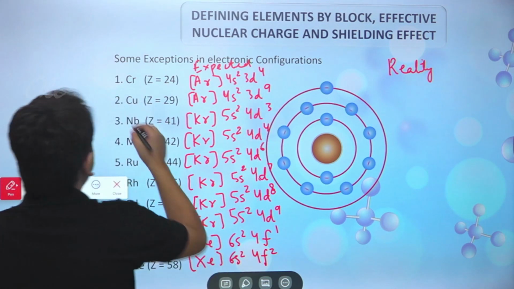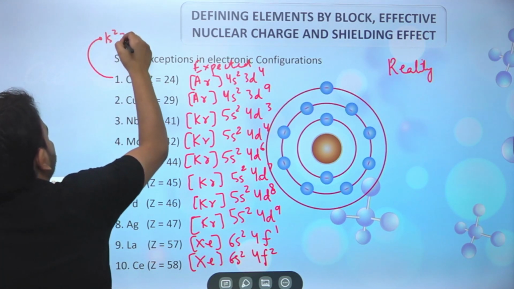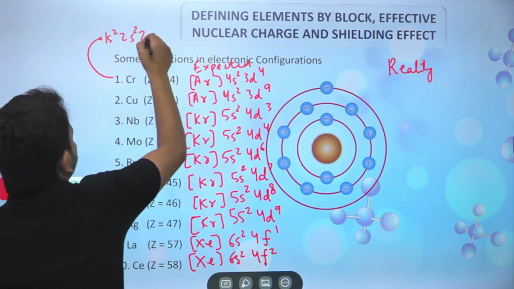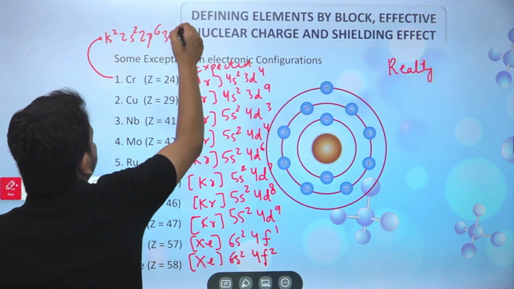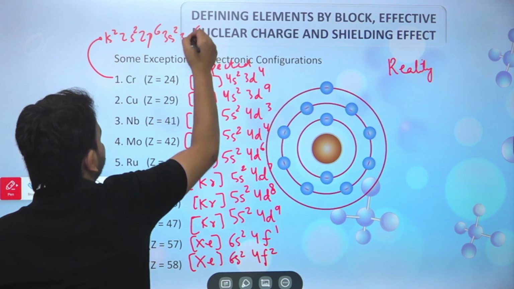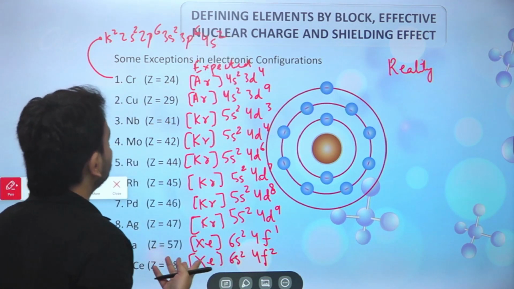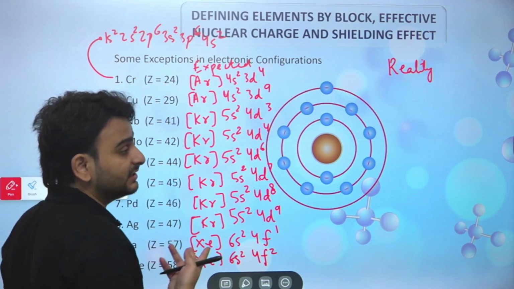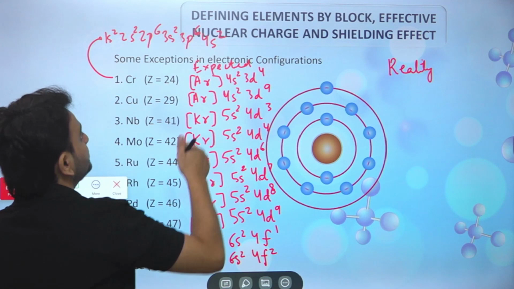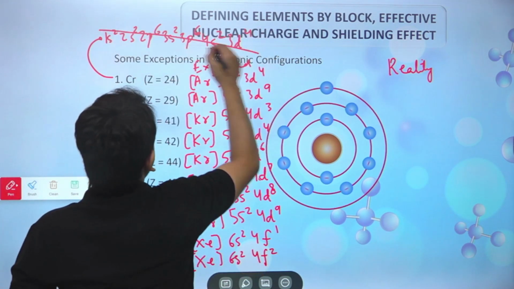29. So if you go about writing, for example, chromium, 24, you would say 1s2, 2s2 gets filled. Then of course 2p6 will get filled, so we have 10 electrons covered. Then 3s2, then 3p6, so 18 electrons covered. Then 4s2, and now there is no f shell, so a d shell will get filled, and we have a 3d shell, so it should be 3d4. And when you do that, you'll get a 0 mark.